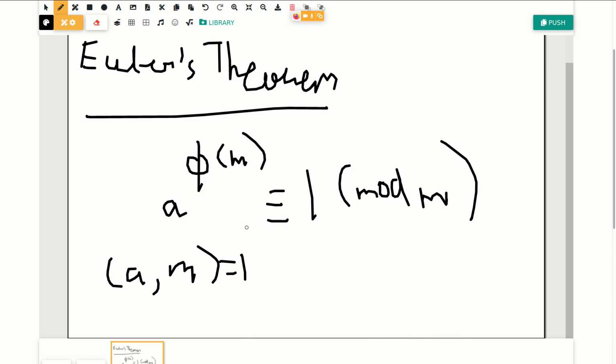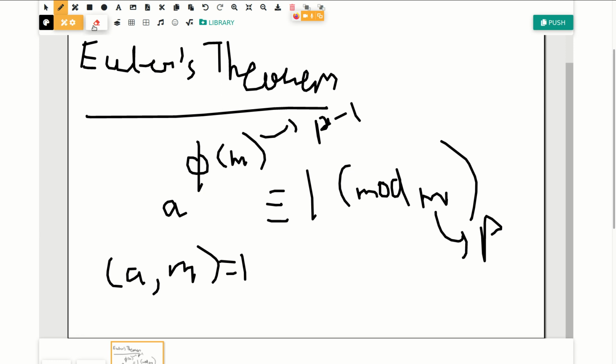Does everyone see how this manifests into Fermat's little theorem if we replace m with p? Because we know that phi is equal to p minus 1 for a prime, and m is equal to p. So this becomes a to the power p minus 1 equal to 1 modulo p. So Euler's theorem is a super theorem for Fermat's little theorem. This theorem is really useful.